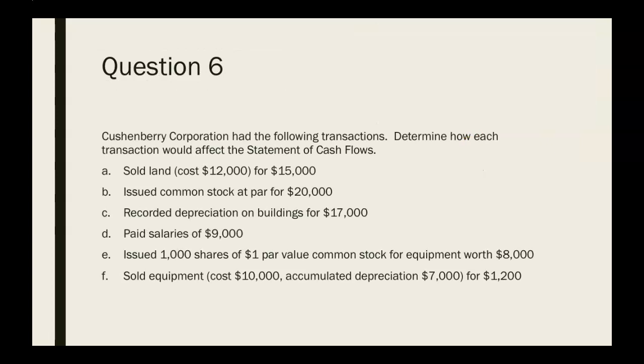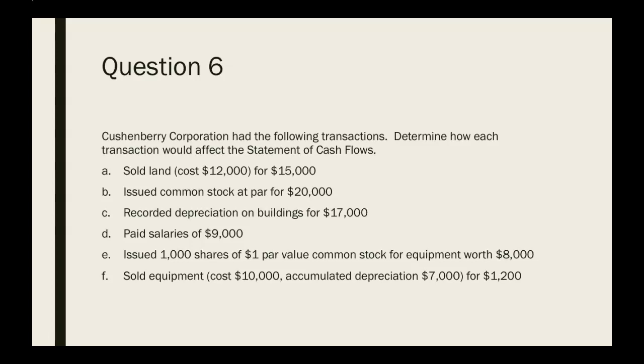Now question number 6, our last question here, deals with chapter 17. So chapter 17, you are finally reintroduced to the statement of cash flows, right? Way back in chapter 1, you were told it's one of the financial statements and you'll learn about it later. Well, you're finally learning about it here in chapter 17. So it says Cushenberry Corporation had the following transactions. Determine how each transaction would affect the statement of cash flows. So we have 6 different transactions here, and we'll go piece by piece.